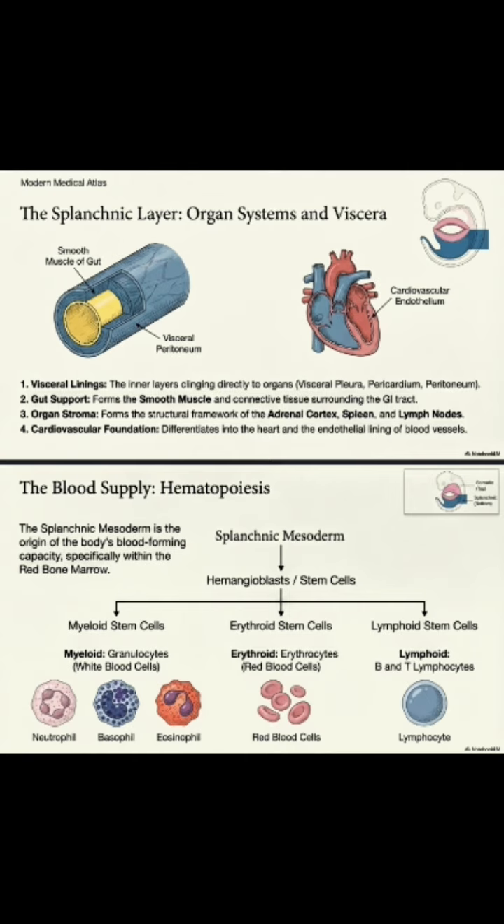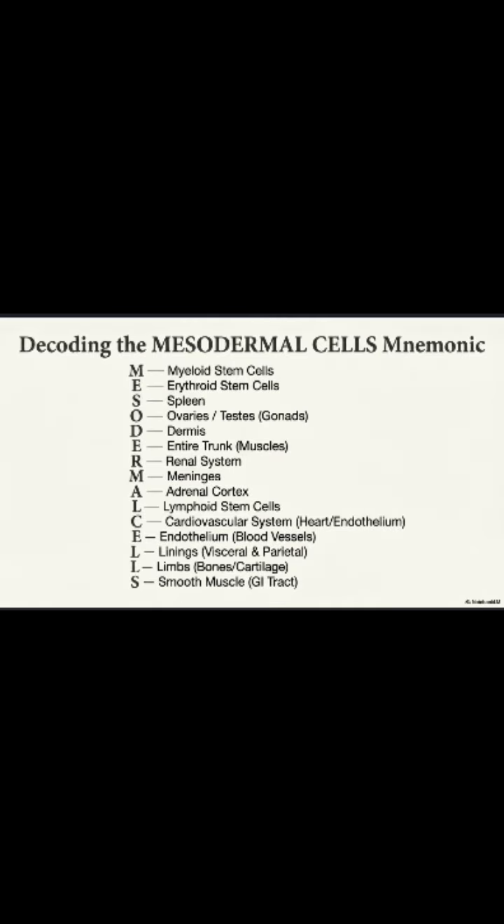It also forms the smooth muscles and connective tissues around the gut, the GI tract. It also forms different organs like the adrenal cortex, spleen, and the lymph nodes. Then it forms the basic things of your cardiovascular system. Now, this splanchnic layer also forms your hemangioblast, which is the stem cell necessary for the formation of your blood cells.